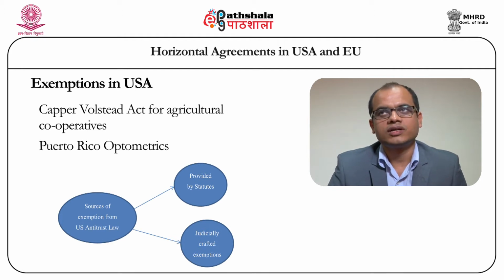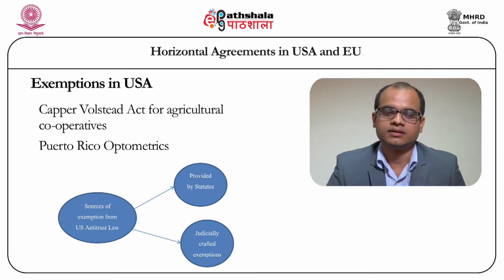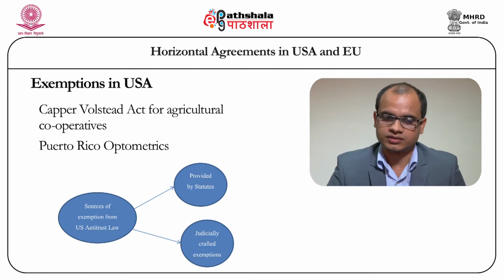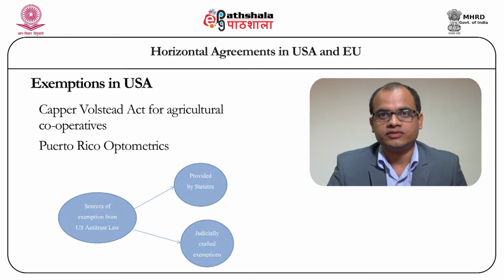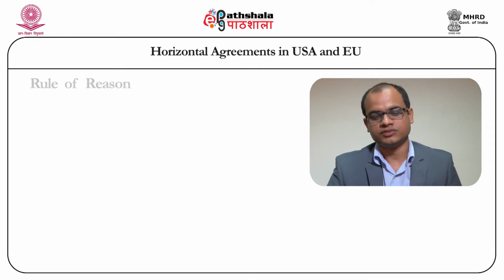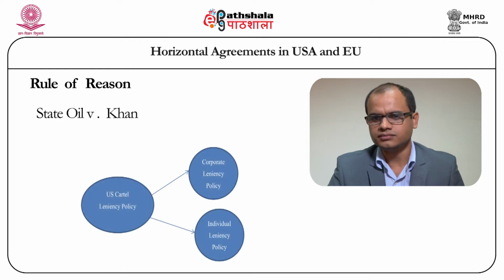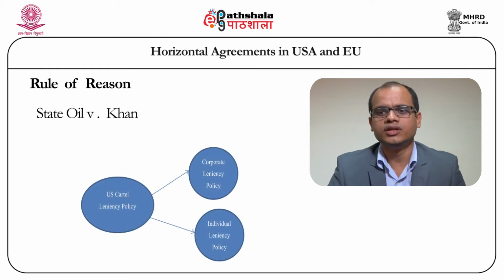So if we move to what is the standard of analysis in Section 1 of the Sherman Act. It is rooted basically in criminal law, as you might know, that cartelization is also a criminal offense in the US, and therefore a higher degree of proof is warranted. US courts have developed a rule of reason approach, which is based on the old common law doctrine of ancillary restraints in the Standard Oil case in 1911, in which it was held that only unreasonable restraints should be illegal.